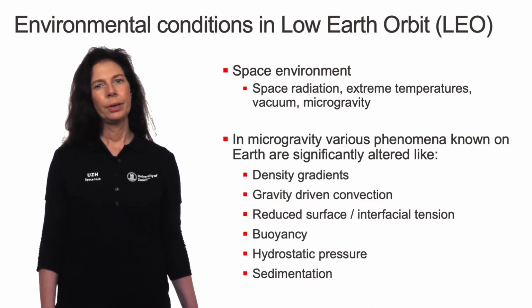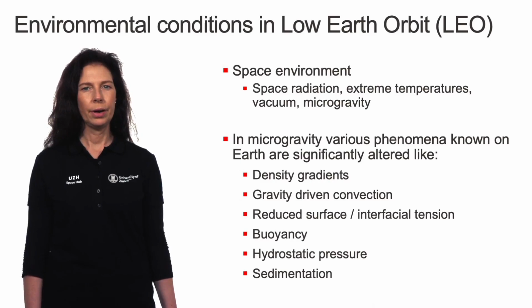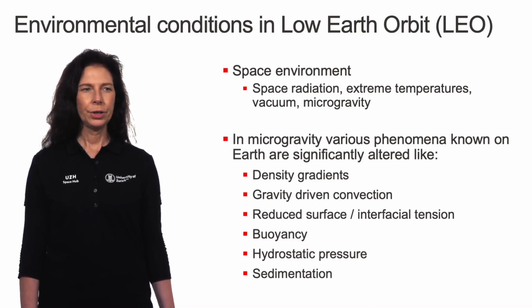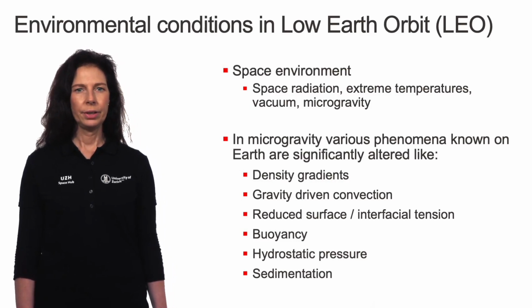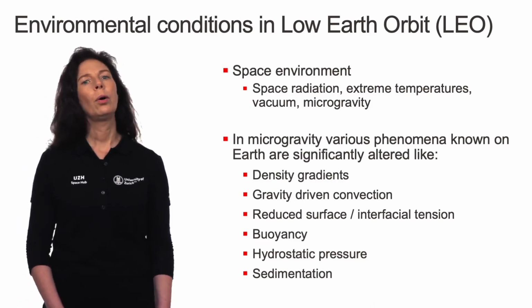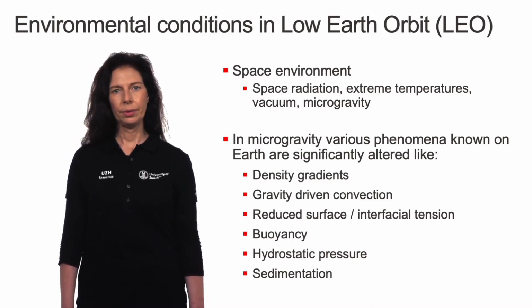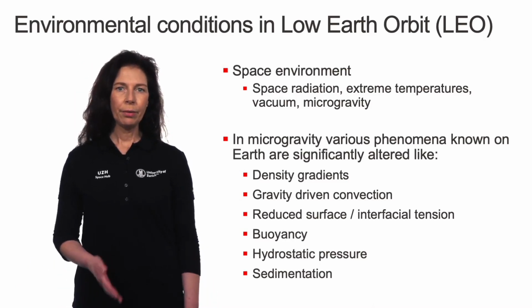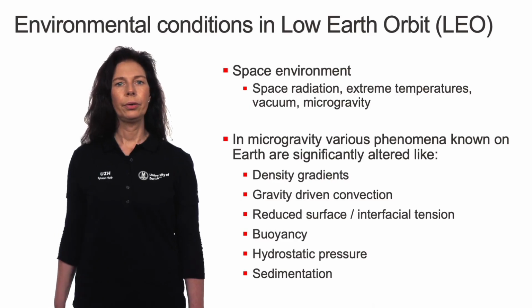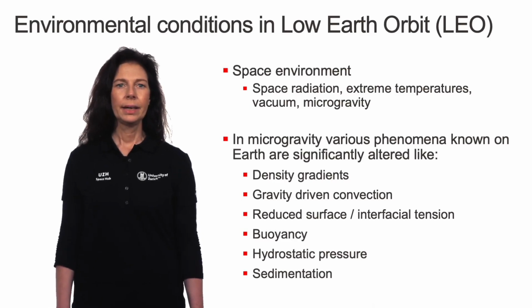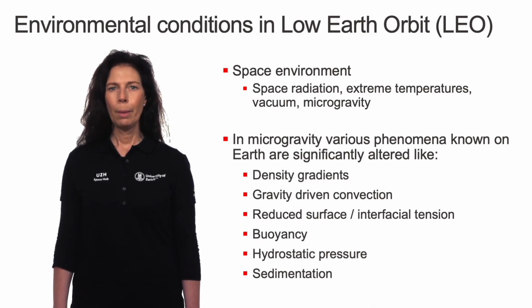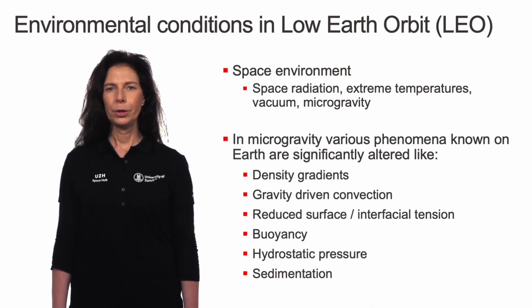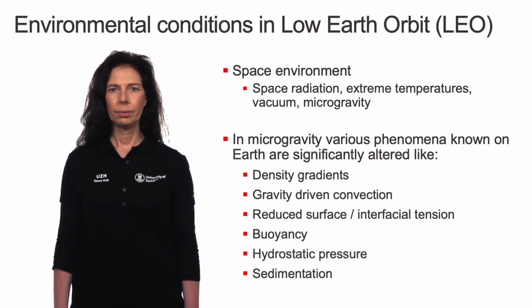What are the environmental conditions in low Earth orbit? The space environment is a very special and hostile environment where you find radiation, extreme temperatures, vacuum, and microgravity. For this talk, I will only focus on the aspect of microgravity. In microgravity, various phenomena known on Earth are significantly altered, like density gradients, gravity-driven convection, reduced surface and interfacial tension, buoyancy, hydrostatic pressure, and sedimentation.